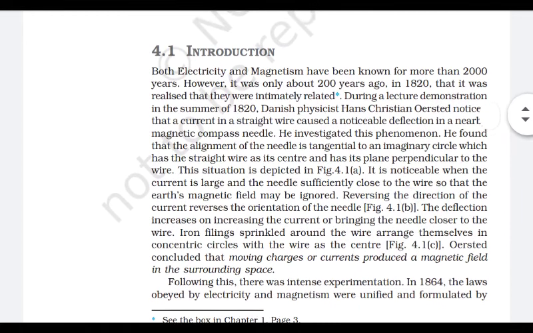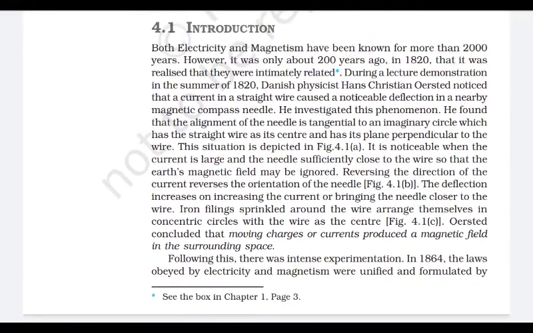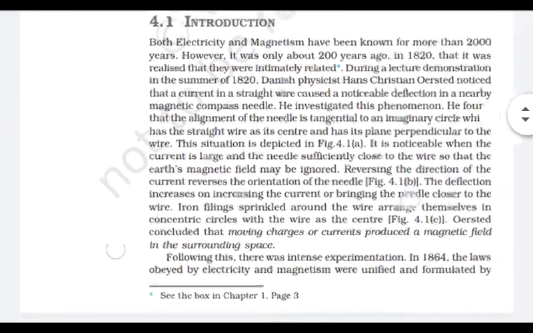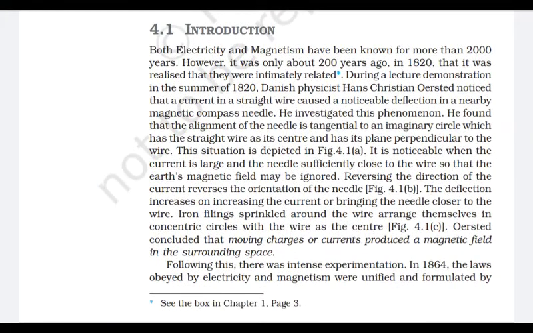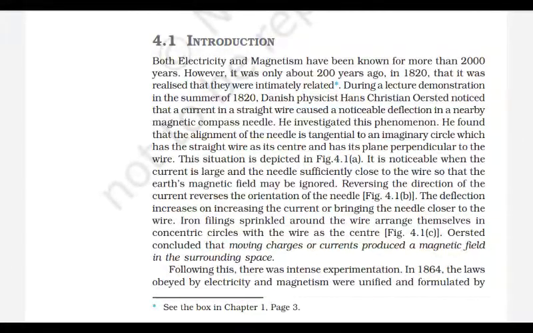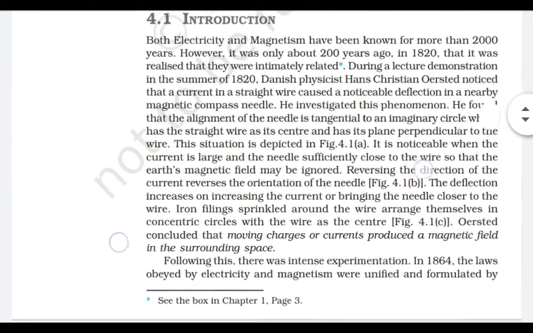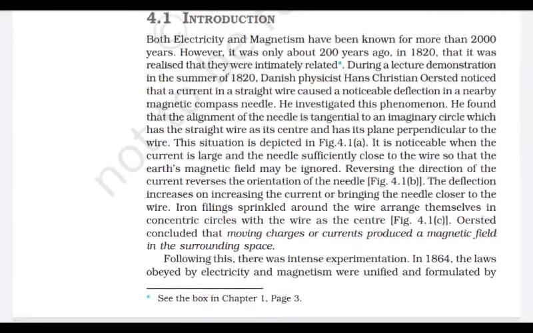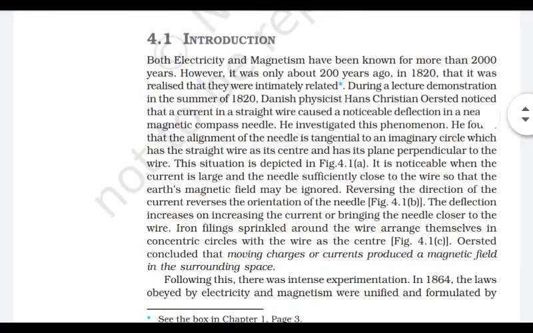There are a lot of introductions here. Whenever we talk about magnetism or the magnetic effect of current, the first name which comes, and which we should always remember, is the Danish physicist Christian Ørsted, who discovered this, as you can see in the fourth line.